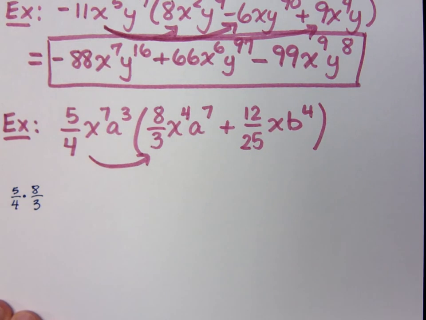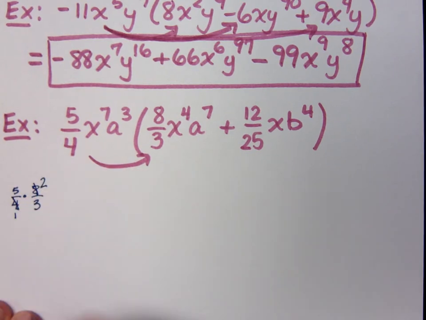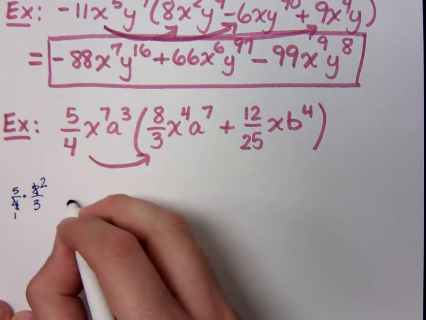Is there any kind of reducing that can go along with 5 over 4? The 8 and the 4. 4 is reduced into this to give me a 1 and give me a 2. Do you all agree? So what do we get? 10 over 3.